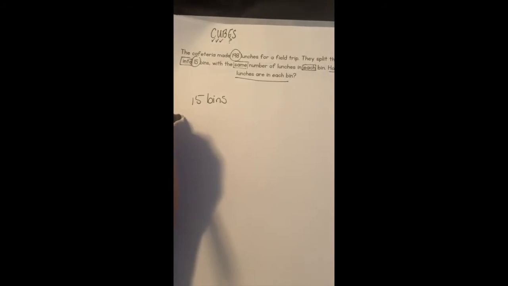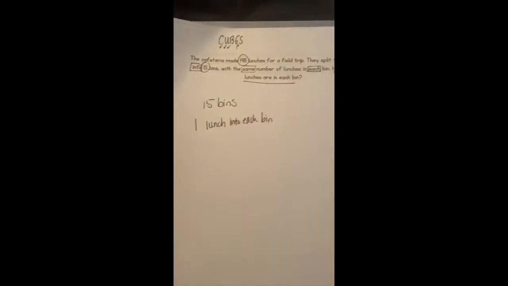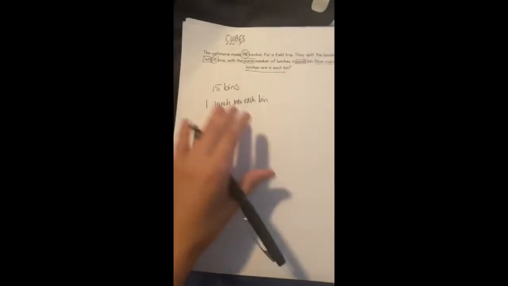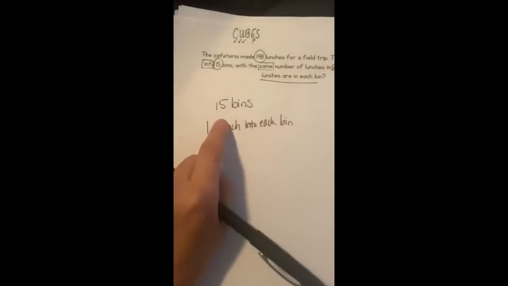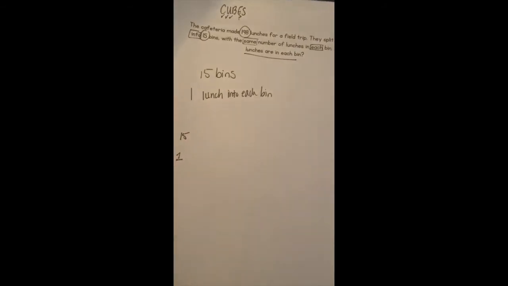When I'm thinking about this, I'm thinking, okay, we have 15 bins, right? And you're going to put one lunch into each bin every single time, right? Because you want it to be the same. So I might draw a picture to help me visualize it, but I know that I can just count by 15s. And then every single time I do a 15, that'll be one lunch in each of them.